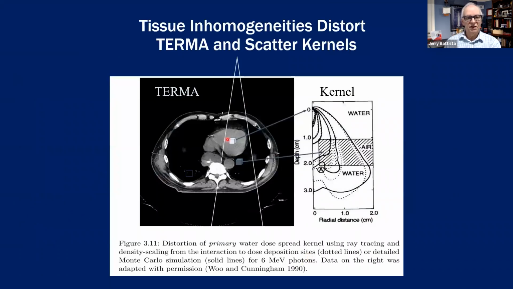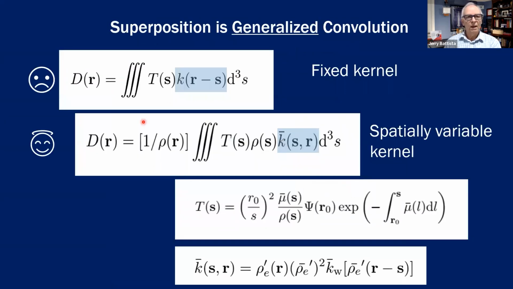So here's an example of an inhomogeneity. The lung is here, and you can see the kernel in water is fairly well behaved, but if you start to take into account the inhomogeneity, you can see the kernel gets distorted. And you have to do this at every point in the patient. So this is very time consuming. So a recap, superposition compared to convolution. Convolution uses a fixed kernel shape, and superposition uses a kernel that varies point to point.